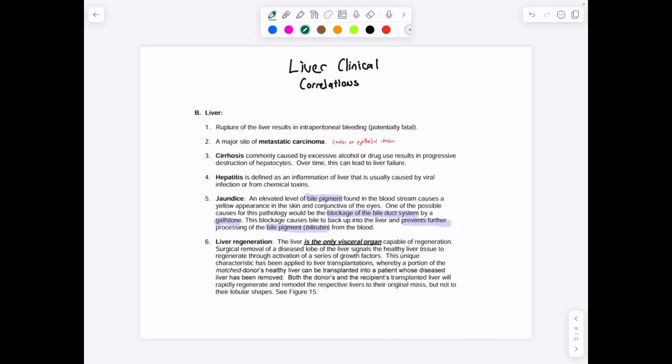All right, we're almost done. Liver clinical correlations. A rupture of the liver results in intraperitoneal bleeding, potentially fatal. That is not good. It is a major site of metastatic carcinoma, which is cancer of the epithelial tissue. Cirrhosis of the liver has a buildup of connective tissue, caused by alcohol or drug use and destruction of hepatocytes, so liver cells, and leads to liver failure, not good.